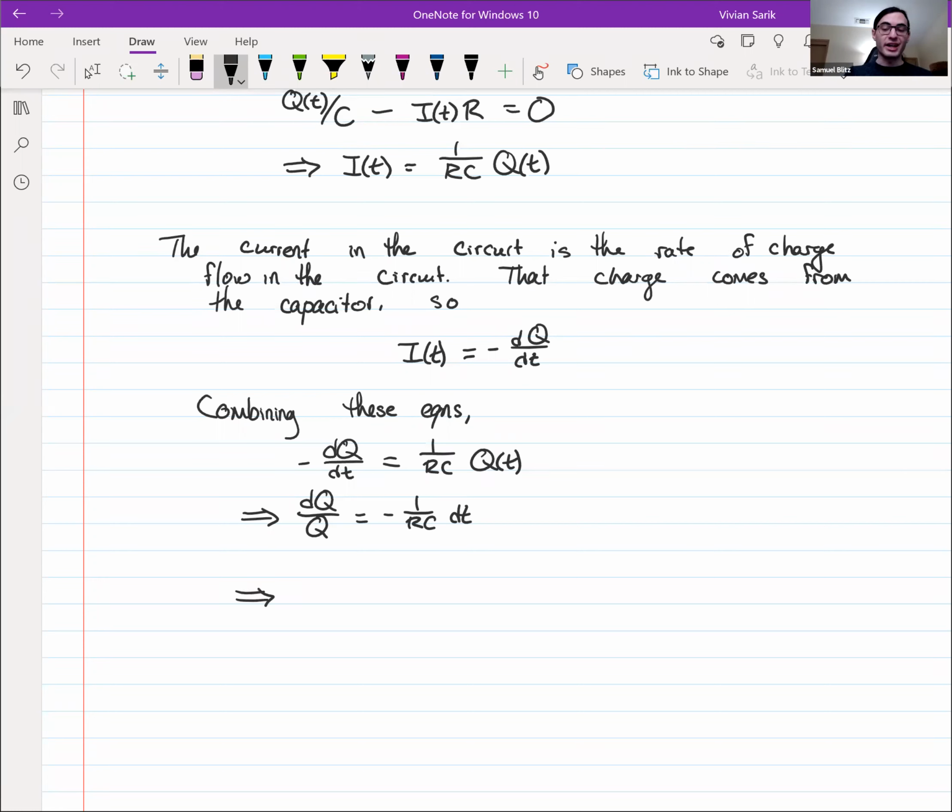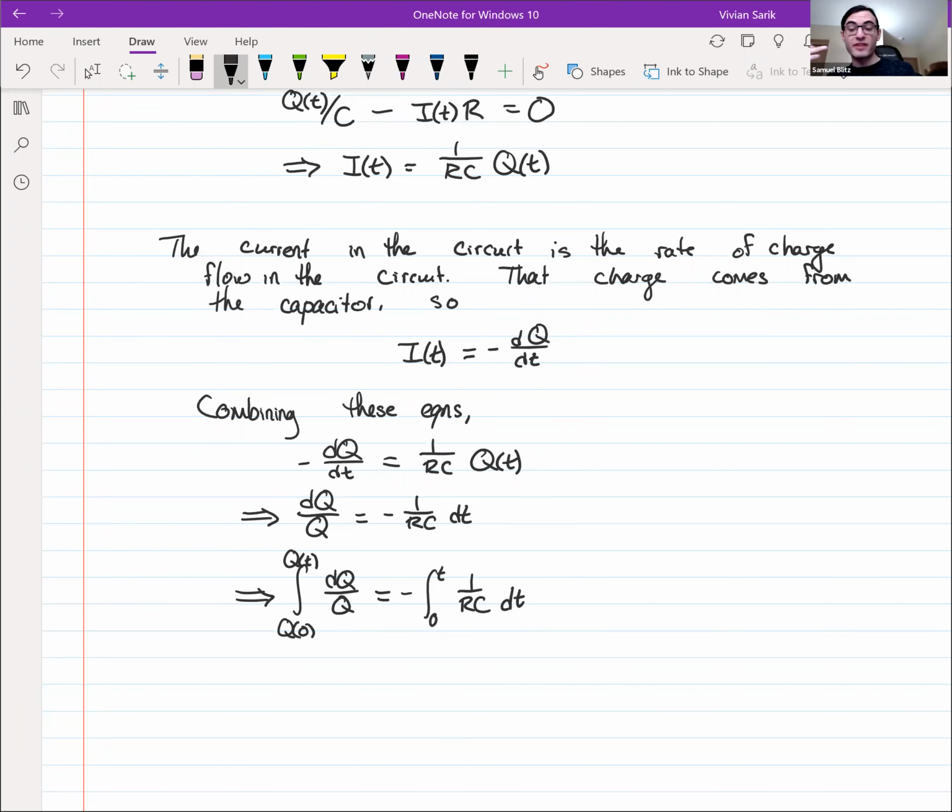So on the left-hand side, our variable is q. So the thing we integrate from is from q of 0 to q of t. And we integrate dq over q. On the right-hand side, we have to do the same integral, but with a different set of variables. So q of t in terms of the variable q corresponds to t in terms of the variable t. Q of 0 in terms of the variable q corresponds to 0 in terms of the variable t. So this would be equal to negative the integral from 0 to t of 1 over RC times dt.